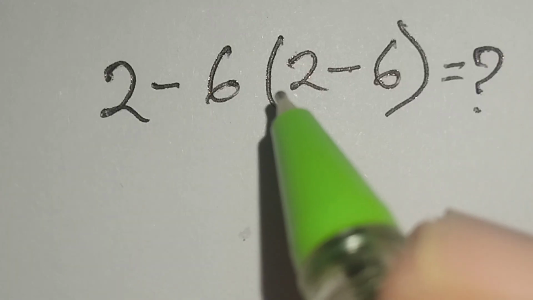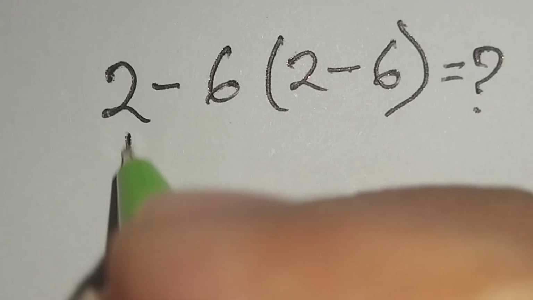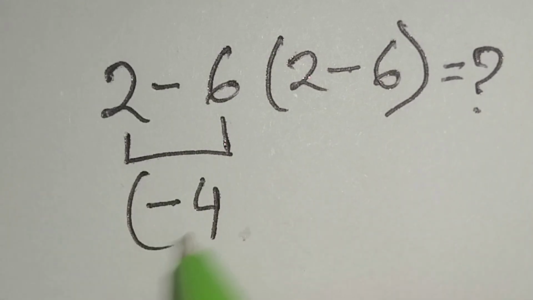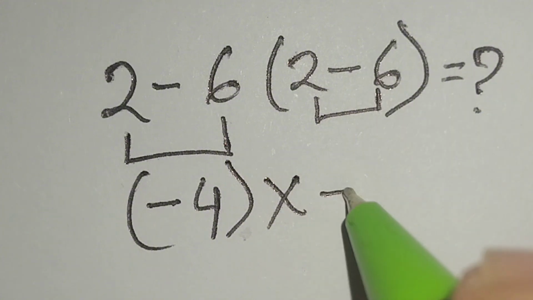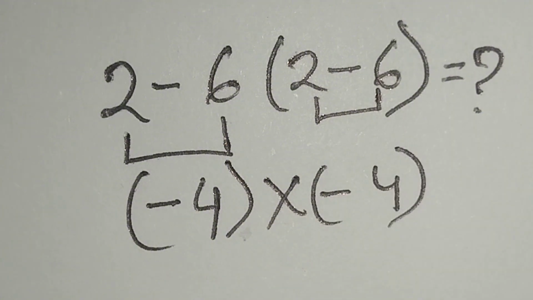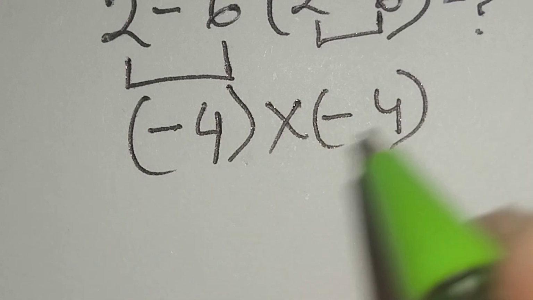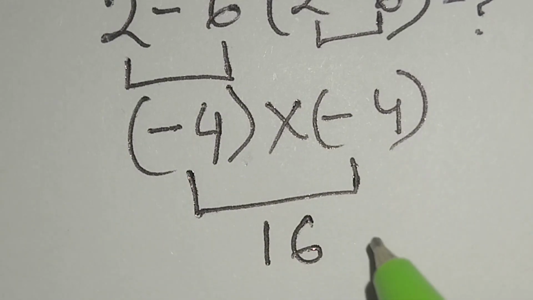2 minus 6 bracket, 2 minus 6 is equal what? Here 2 minus 6 gives us negative 4. Multiply: 2 minus 6 gives us negative 4. This negative 4 times negative 4 gives us positive 16, but it is not correct.